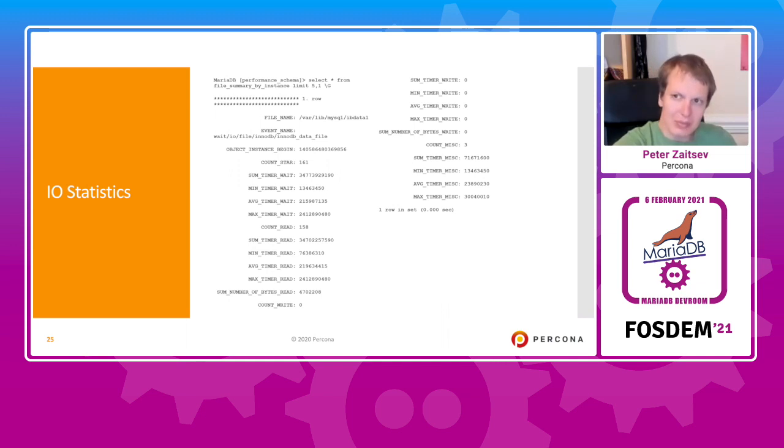Another example could be looking at file summary. In this case, it tells us information about the InnoDB data file, or actually all the files which share the type of being an InnoDB data file. And we can see how many reads, writes, how many events in total, how many miscellaneous events happen to this file. Miscellaneous, when it comes to I/O, is typically the fsync operation, as well as times.